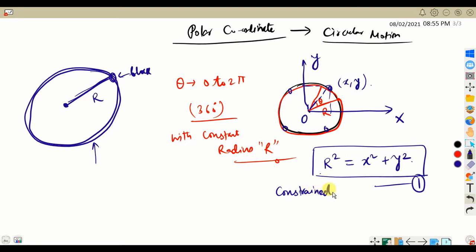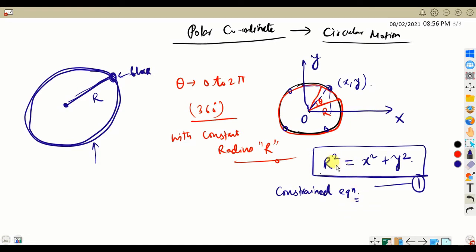Why constraint? Because this equation is actually telling you that any body moving in a circle, if you square the coordinate of x and the coordinate of y and sum them, the distance would be constant. So we call it the constraint equation.